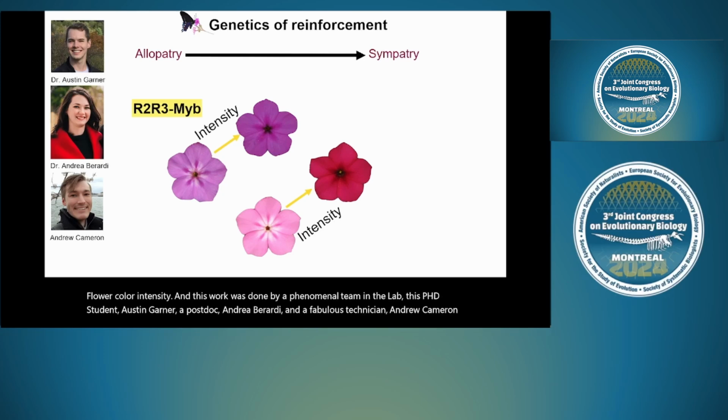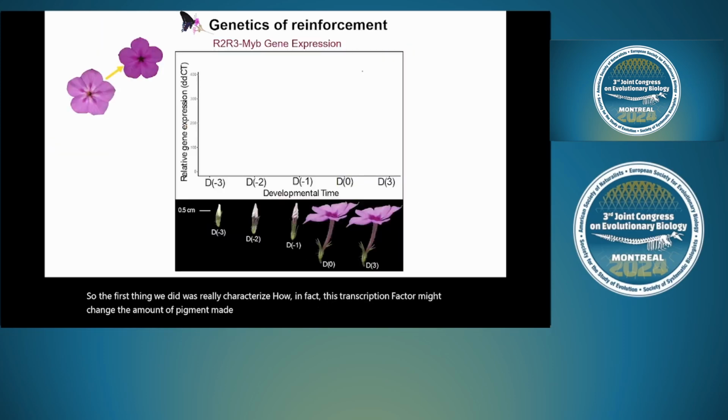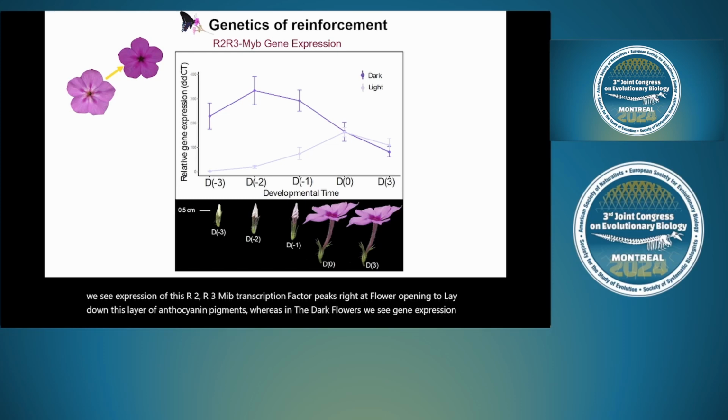The first thing we did was characterize how this transcription factor might change the amount of pigment made. What I'm showing you here is how we looked at the gene expression throughout developmental time of these flowers to see what's different between the light and the dark. If we look at the light flower colors, we see expression of this R2-R3 MYB transcription factor peaks right at flower opening to lay down this layer of anthocyanin pigments. Whereas in the dark flowers, gene expression is highly upregulated early in development, putting on many layers of anthocyanins before the flower even opens.